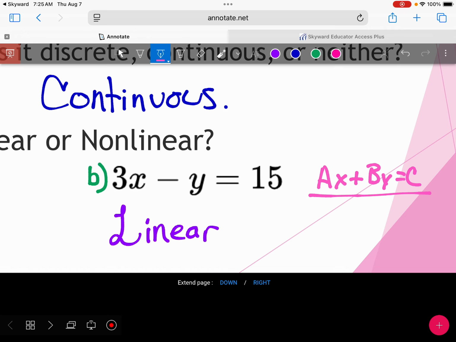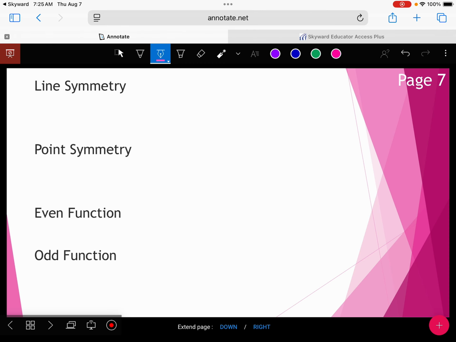Cool. We are going to be in your notes packet again. Shock of all shocks. Oh my gosh. We are going to be on page 7. We're going to do page 7 and get to the top of page 8. But that means we are starting with some definitions.